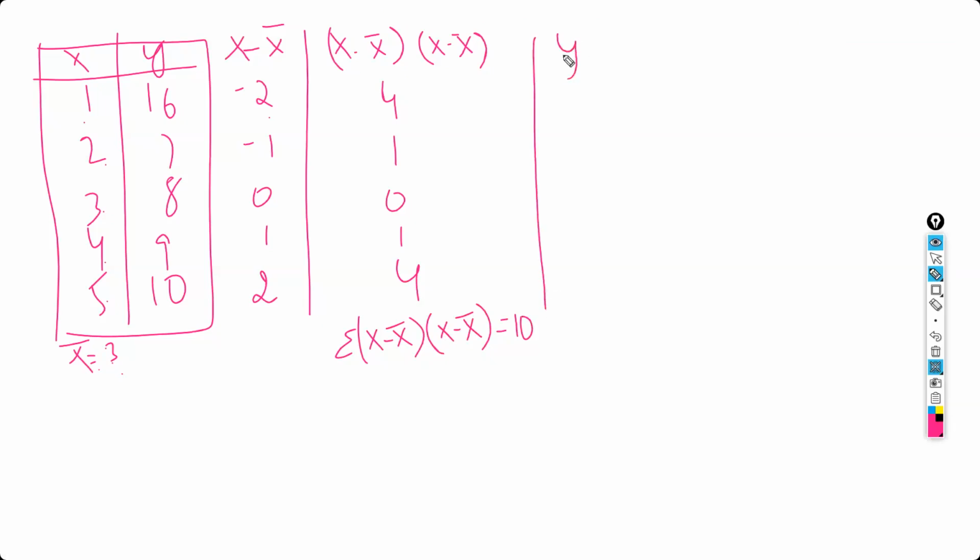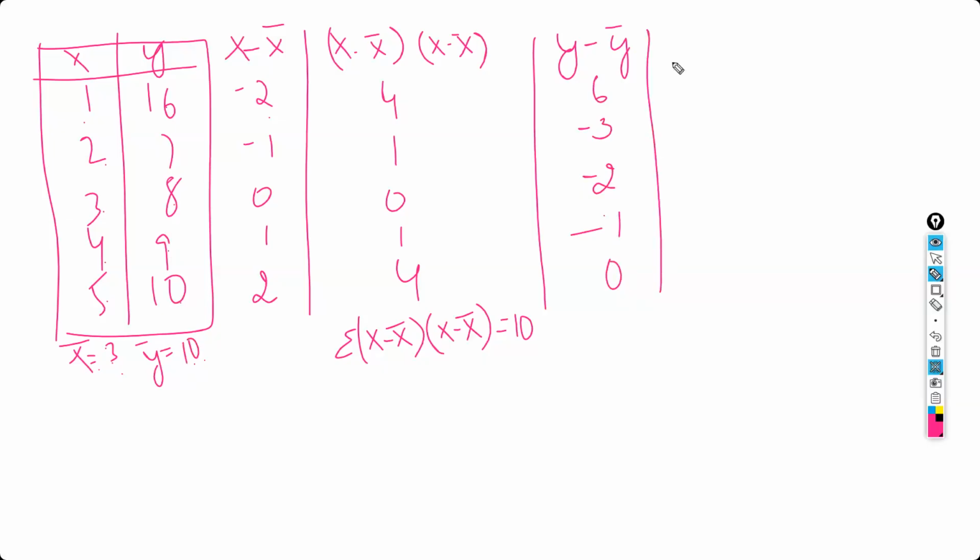Next, I'm going to calculate y minus y bar. For that, what do I require? The y bar value. What is the y bar value? 16 plus 7 is 23, plus 8 is 31, plus 9 is 40, plus 10 is 50. 50 divided by 5, what is the value? 10. Now, 16 minus 10 is 6, 17 minus 10 is... 7, 8 minus 10 is minus 2, 9 minus 10 is minus 1, 10 minus 10 is 0. Okay? Everyone is clear with y minus y bar?